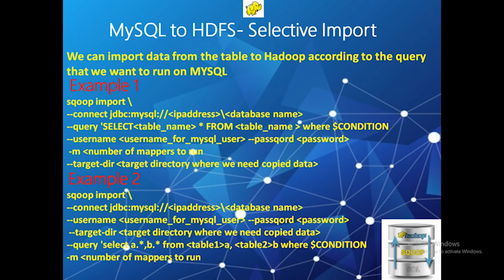And in the second example, see the --query command: select a.*, b.* from table1 a, table2 b where $CONDITIONS. This query shows that you can use two table names, like A and B. A is table 1 and B is table 2, and after that you can put the condition and then you can give the mappers.